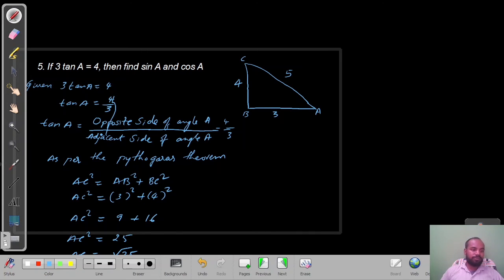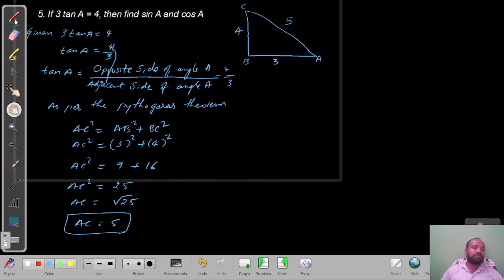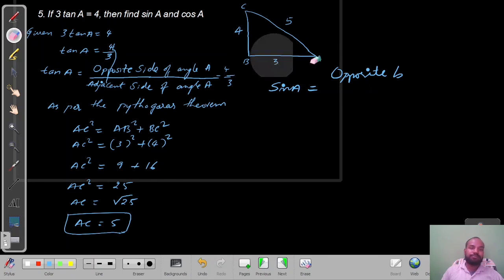Now what is he asking us? Find the sin A and cos A. So first we are moving to sin A. What is the formula for sin A? The sin A formula is opposite side by hypotenuse.